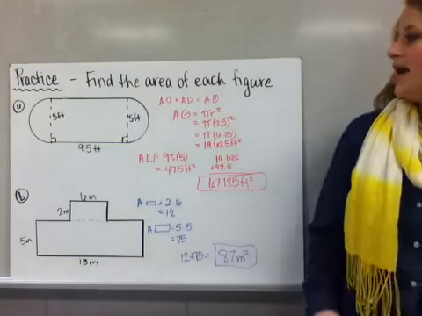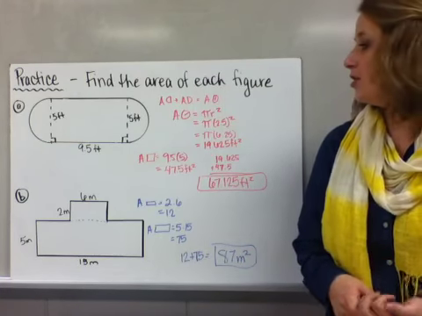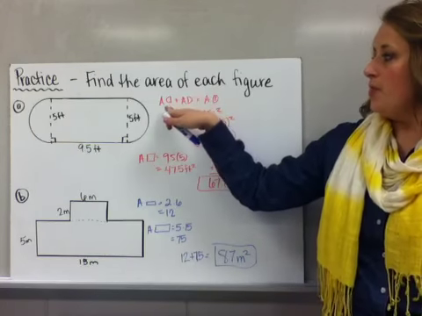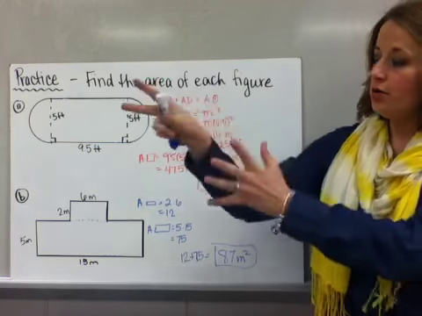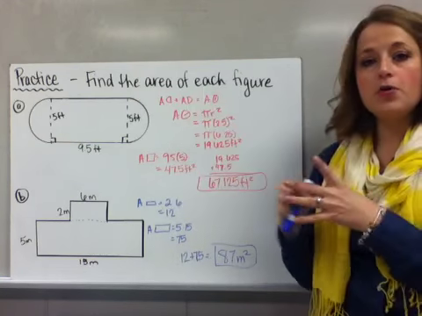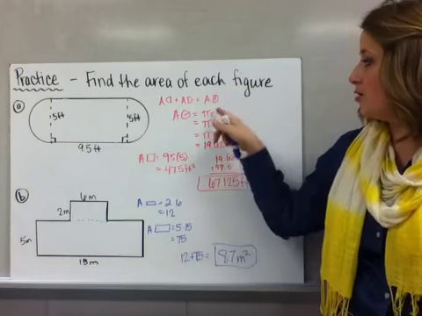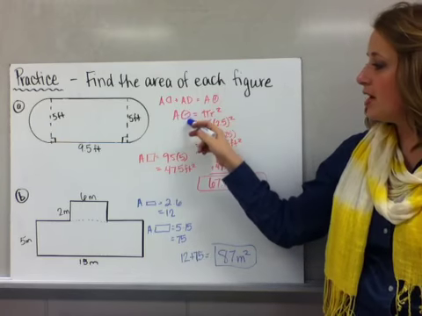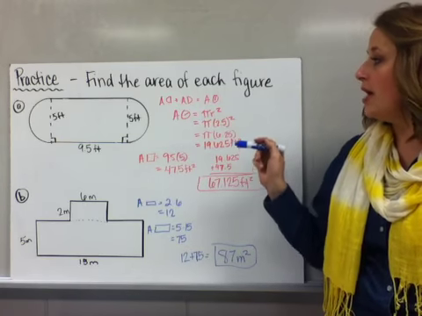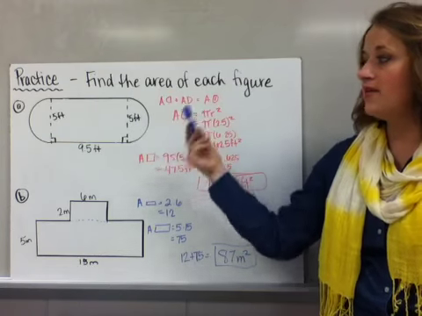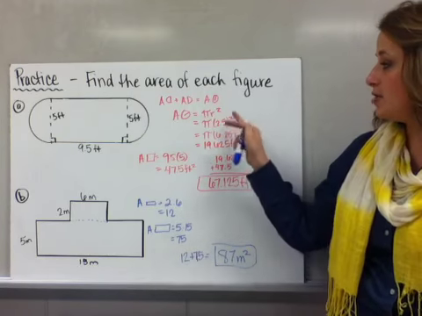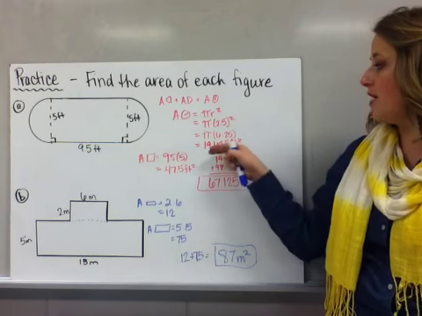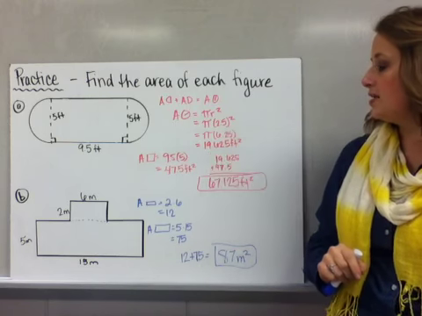Okay, for practice A, it may seem like you're going to have three figures, a semicircle, a rectangle, and a semicircle. But the area of the first semicircle and the area of the second semicircle, you put those together, you get the area of an entire circle. So the area of the circle is going to be equal to pi r squared. The radius is halfway across. You've been given that it has a diameter of 5, so the radius is 2.5. 2.5 squared is 6.25. Pi times 6.25 is 19.625 feet squared.